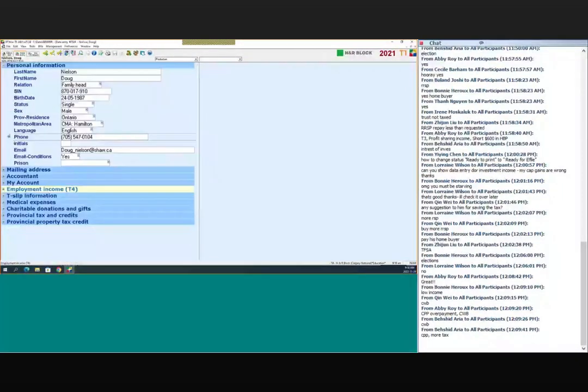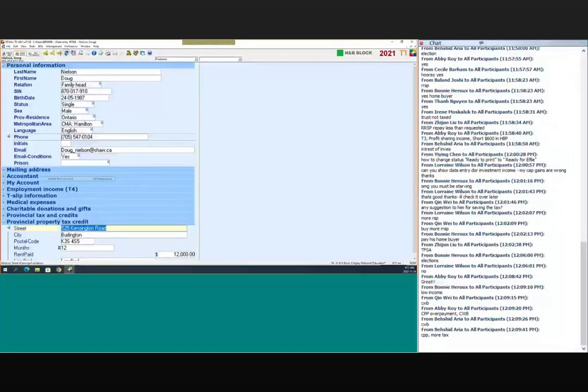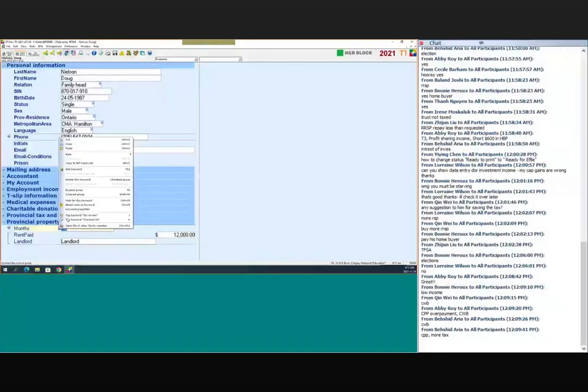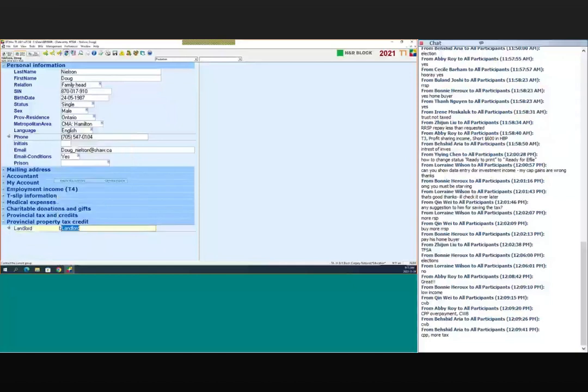So I'm just going to close everything, and I'm going to go into basically the Smart Start for each taxpayer for Ontario. It does come up with provincial credits. So we have provincial tax and credits here. We also have provincial property tax credits. So I'm going to show you how to do the data entry if he actually pays rent. So I'm going to take this all out, delete it, and then I'll show you how to do the data entry.